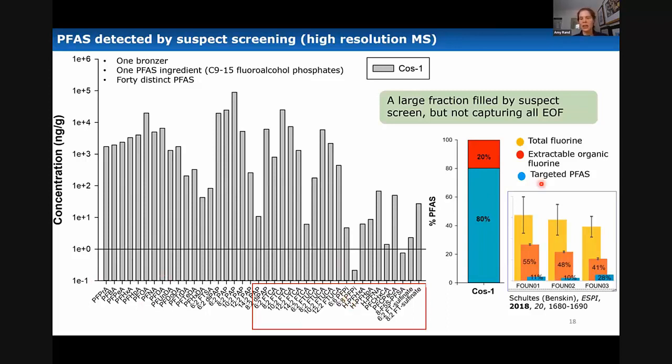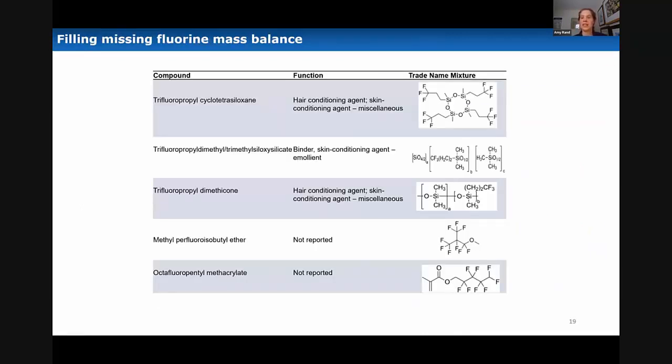Our targeted analytes comprise about 80% of the PFAS found within cosmetic 1. The suspect screening analytes comprised about 20%. Now, I think a large fraction was filled by our suspect screening, but it's still not capturing all of the extractable organic fluorine that potentially might be in there. So I think that previous result suggests that there should be additional targeted analysis and high resolution mass spectrometry applied to these products.